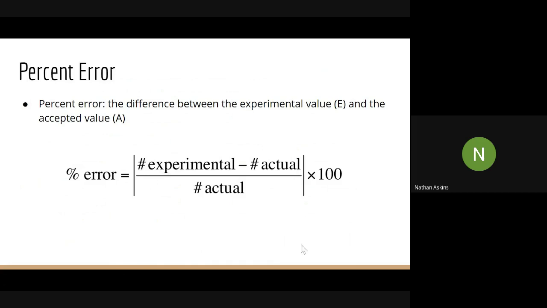And just in case, the lines on either side are absolute value. So this means that it just always has to be positive. So your percent error is always a positive number. After experimental minus actual divided by actual, we're able to multiply it by 100 and we get our percent error. And that is all there is to percent error, is just that equation.